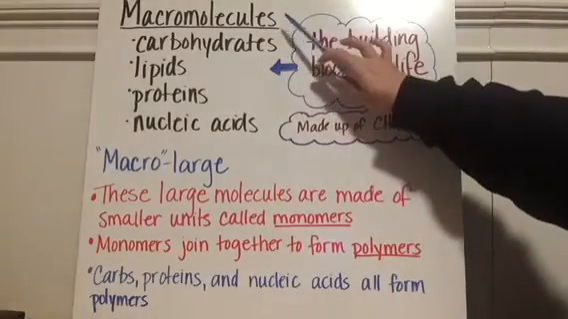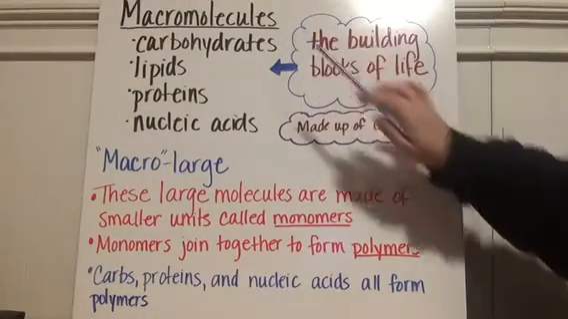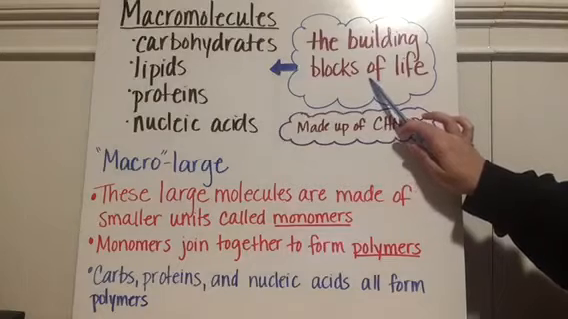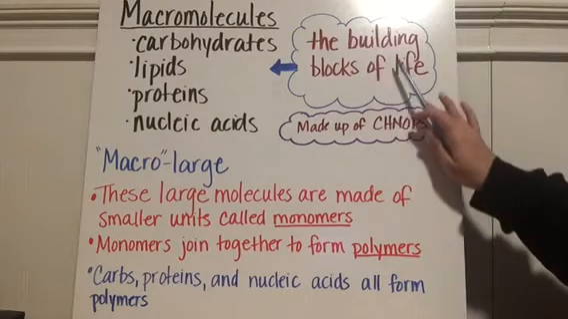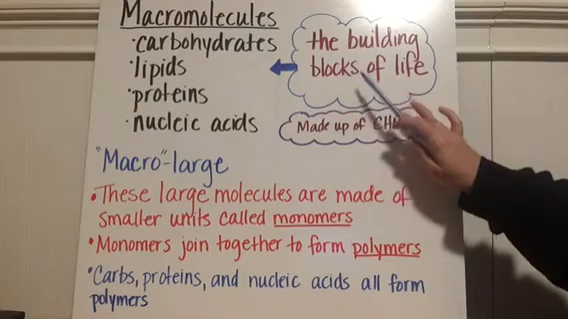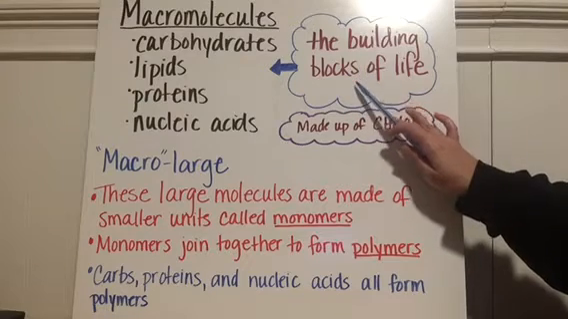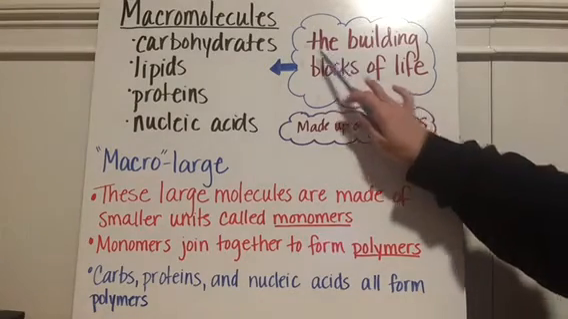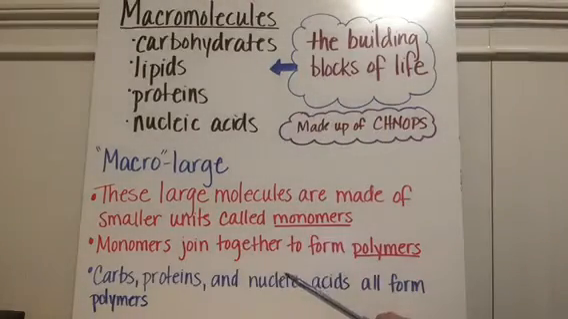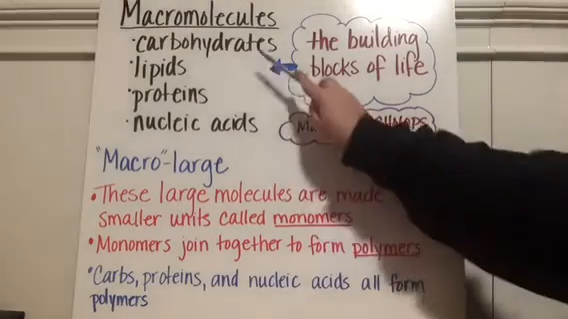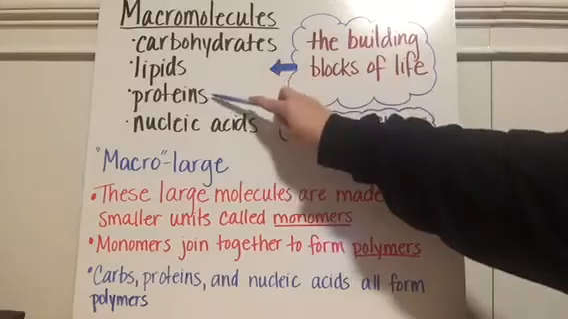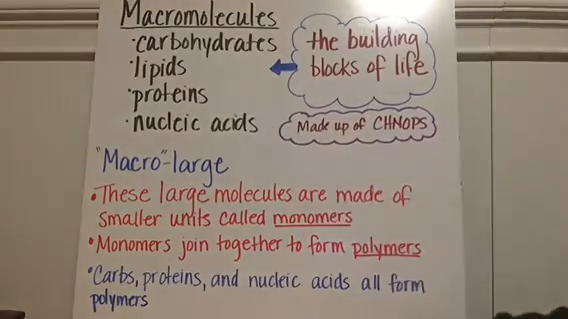So macromolecules are going to be large molecules, and these are the building blocks of life. So when we are building all of our cell components, things that are going to go into our cells, our membranes, our DNA, these are going to be composed of our macromolecules. So the four macromolecules are carbohydrates, lipids, proteins, and nucleic acids.